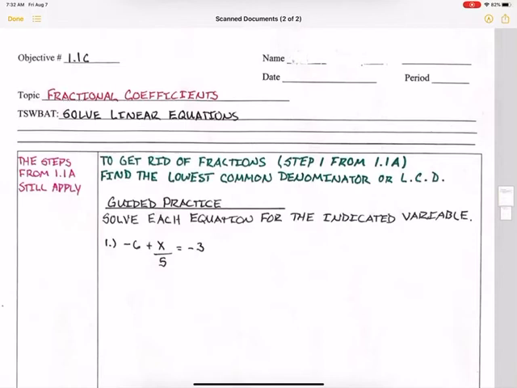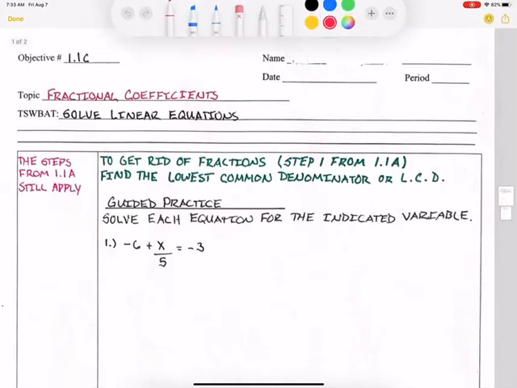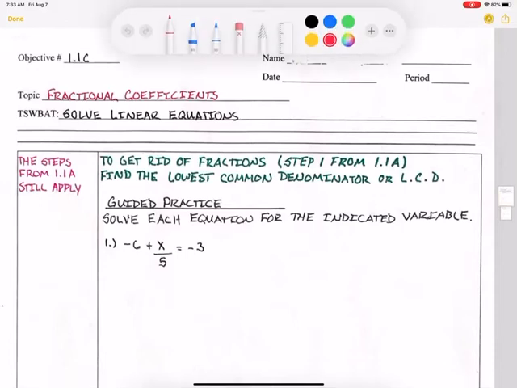So when there's multiple fractions, you want to find the lowest common denominator and use that to help get rid of them. When there's one fraction, like it is in example 1, we will take a different approach. If you look at example 1, it's negative 6 plus x divided by 5 equals negative 3. So what we're going to do is treat this as one piece. That's our x piece. Remember, if something's attached to x, we move it second. So we're not going to worry about what's circled in red. We're going to move the negative 6 first.